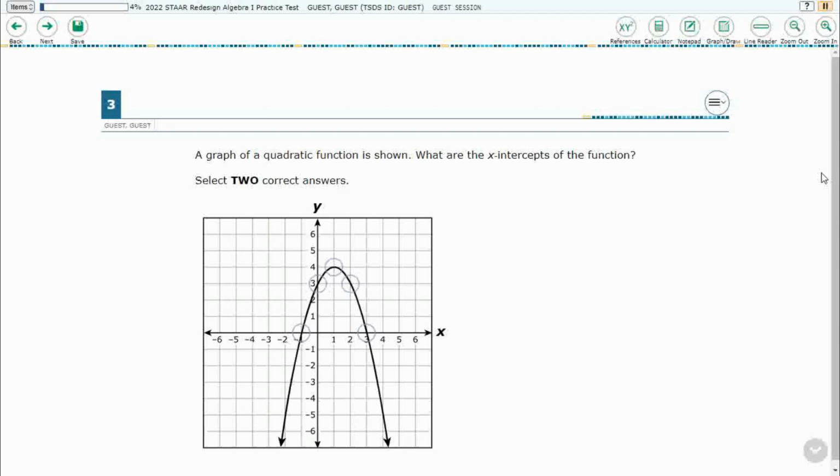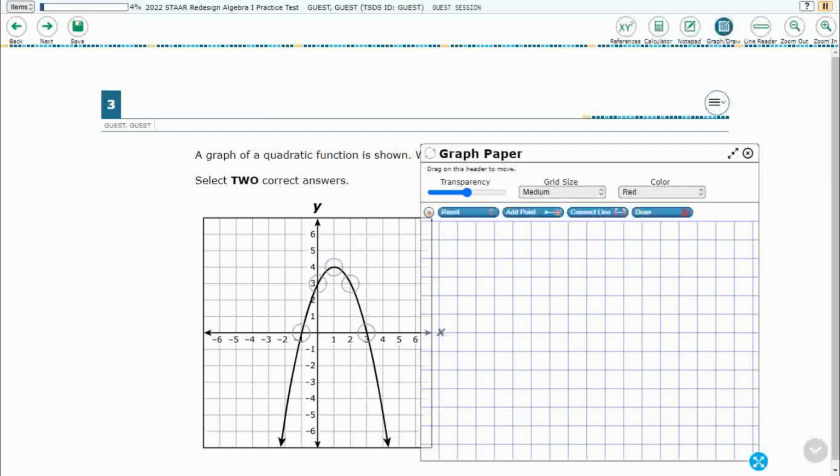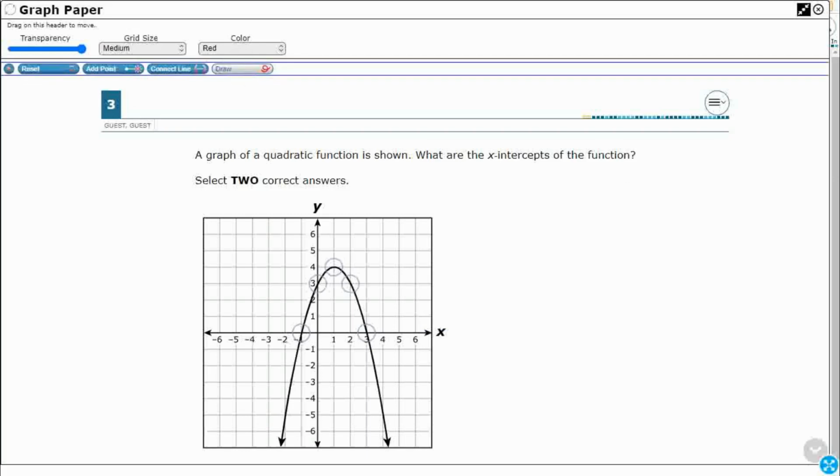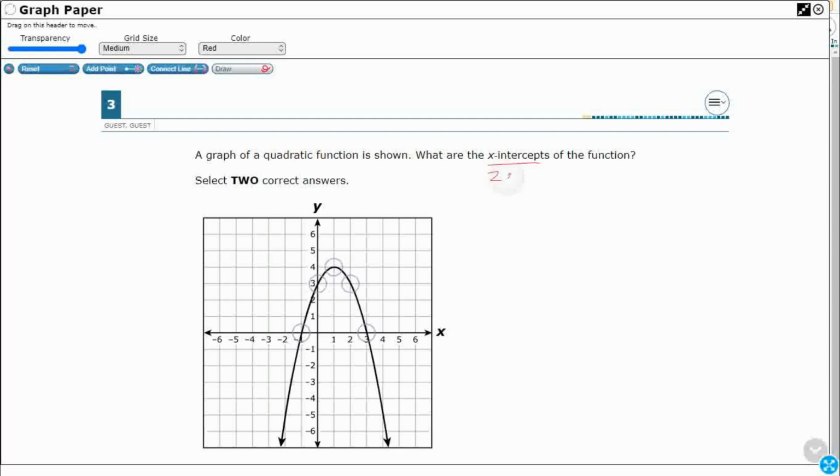So we have a graph of a quadratic function here, and we need to find the x-intercepts of this function. Alright, so let's open up our graph draw feature, expand this out so we can draw on this. So what are x-intercepts? Well, we need to know that x-intercepts are actually called two different things. Sometimes they're called the zeros, and sometimes they're called the solutions. So all three of these actually refer to the same thing.